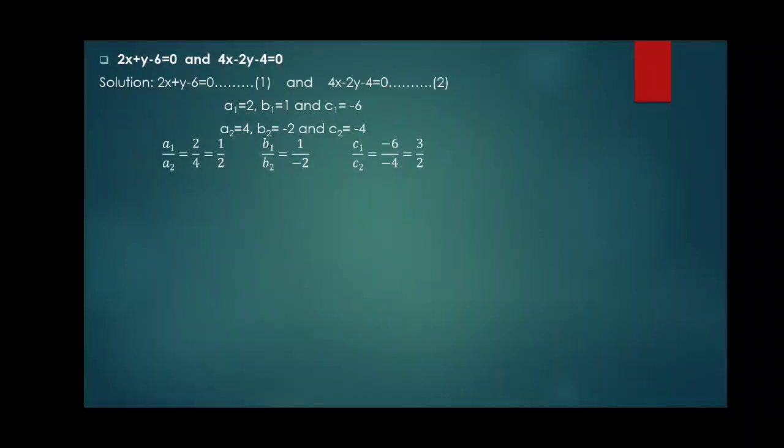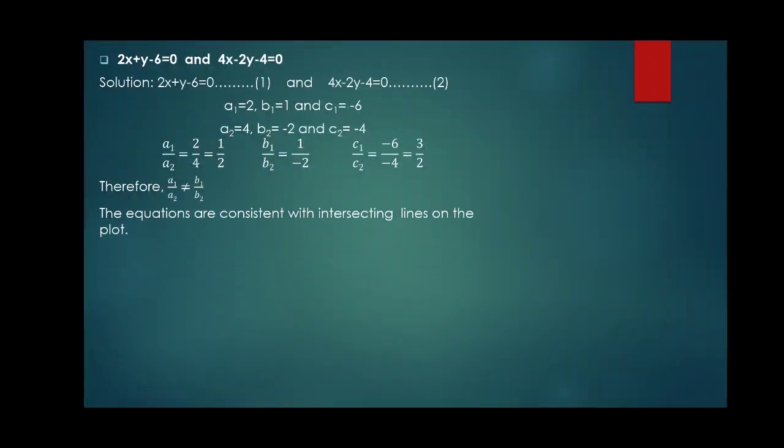So from the ratios, we can see that a1 by a2 is 1 by 2, which is not equal to b1 by b2, which is minus 1 by 2. So therefore a1 by a2 is not equal to b1 by b2. This corresponds to the equations which have intersecting lines. The equations are consistent with lines intersecting on the plot, so they have one common solution. Since they are consistent, we have to obtain their solution graphically.